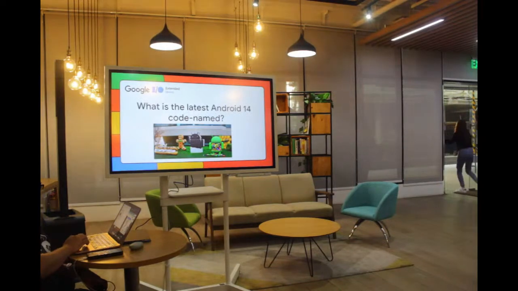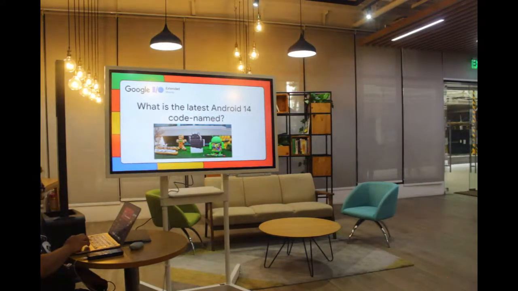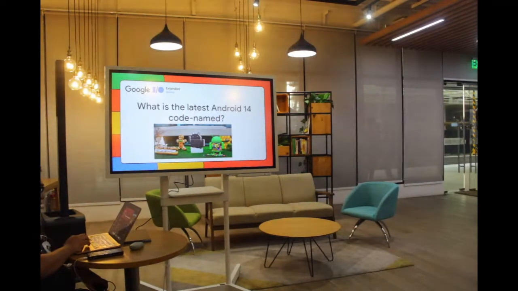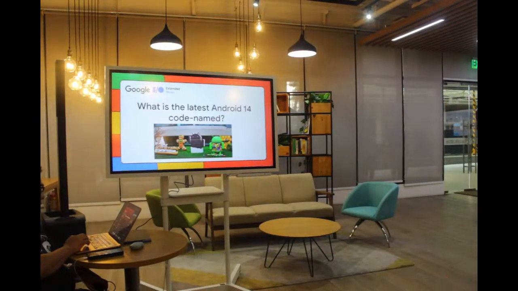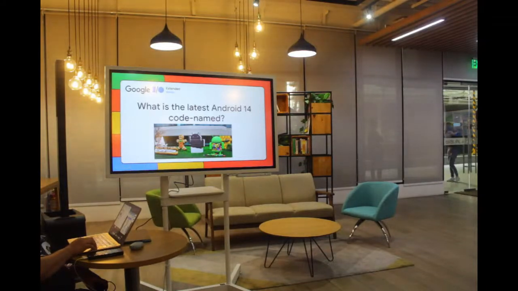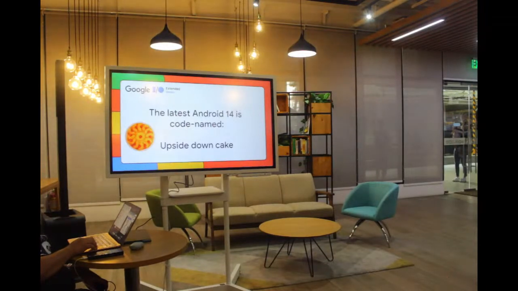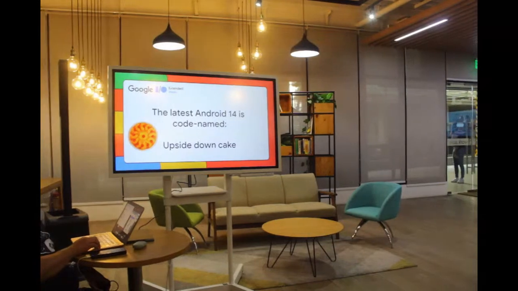Next, what is the latest Android 14 code name? What's the answer? Android 14 is named Upside Down Cake. Is that correct? Correct. Congratulations. The answer is upside down cake. So you may now claim your prize.